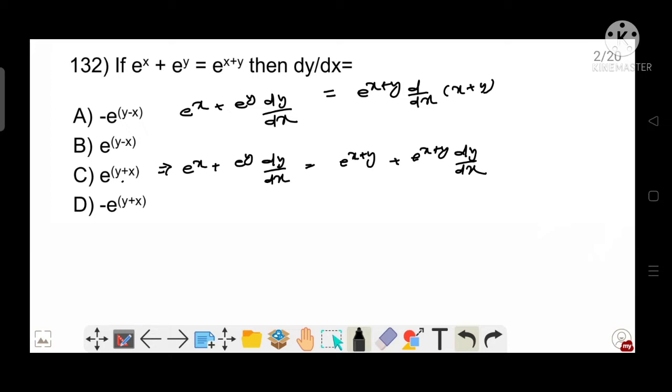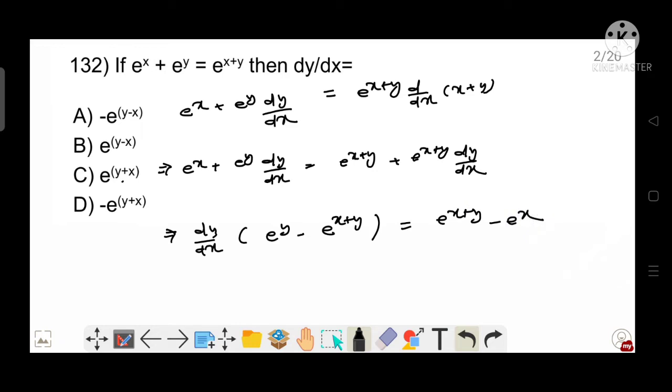Since x derivative is 1, so 1 plus dy by dx multiplied with e to the x plus y, we get e to the x plus y plus e to the x plus y into dy by dx. Now we can bring together the dy by dx terms, which implies e to the power y minus e to the power x plus y, again e to the power x plus y minus e to the power x.